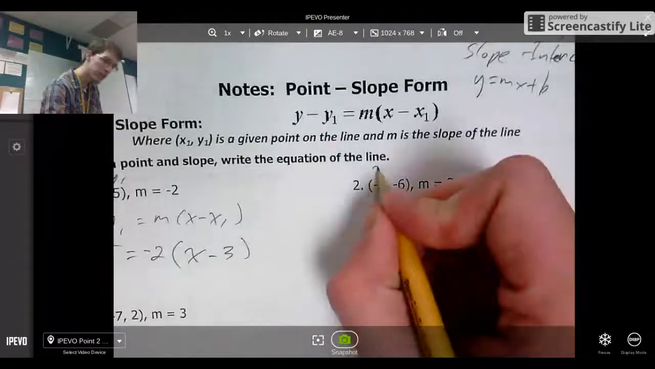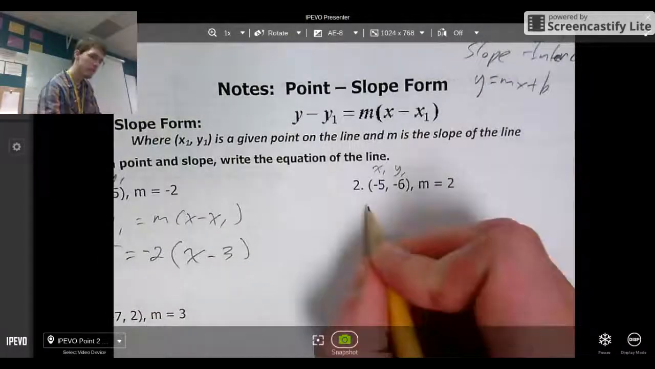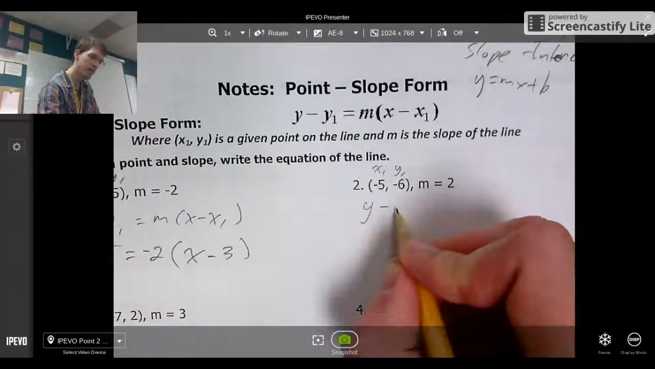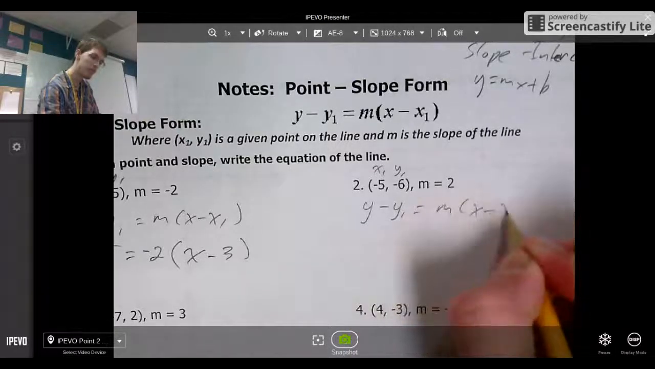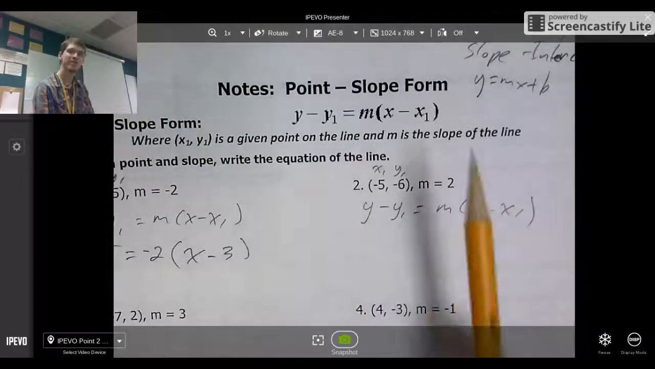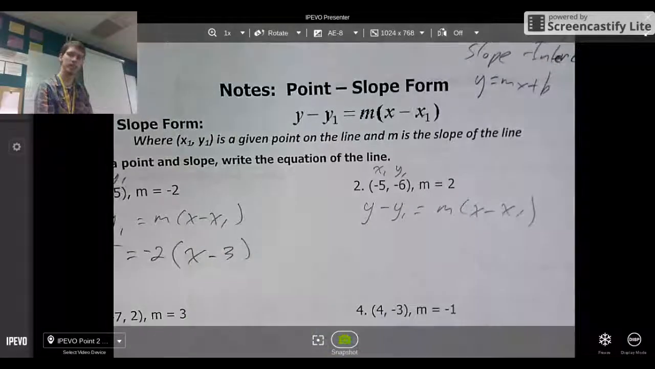We have x1, y1, and m right there. All right, so I'm going to write this: y minus y1 equals m times x minus x1. By the way, this form right here comes from the slope formula. If you remember that, that's really where it comes from. You don't have to know that necessarily, but you can probably pretty easily see where it comes from if you rearrange this a little bit.